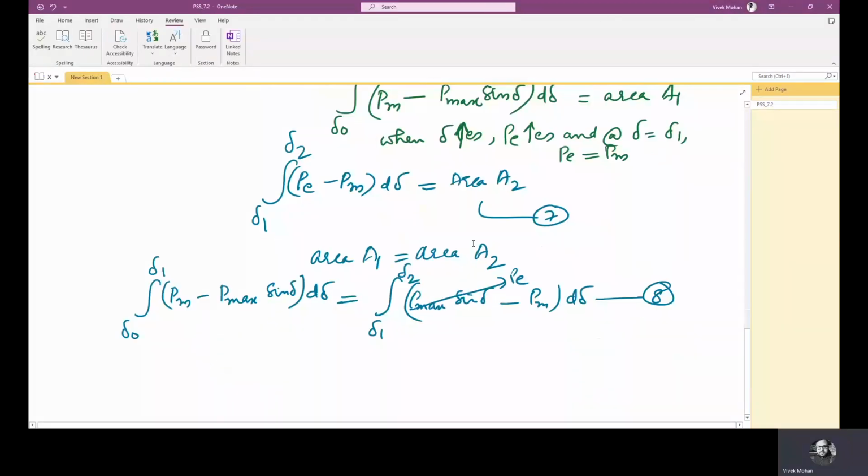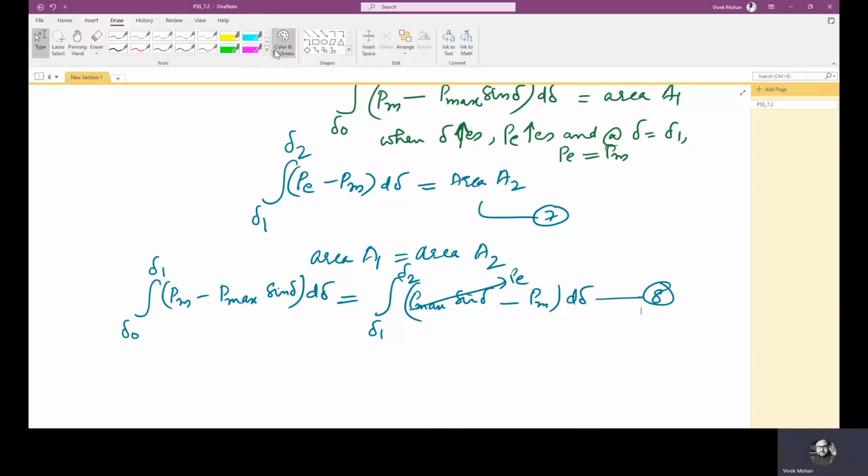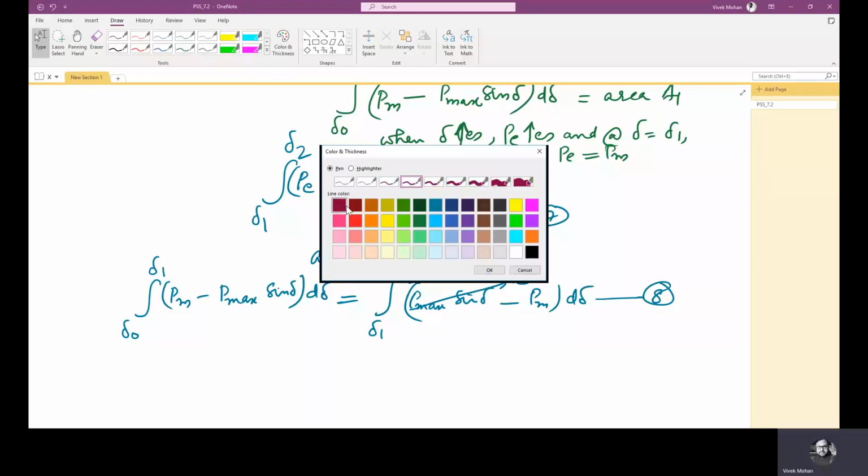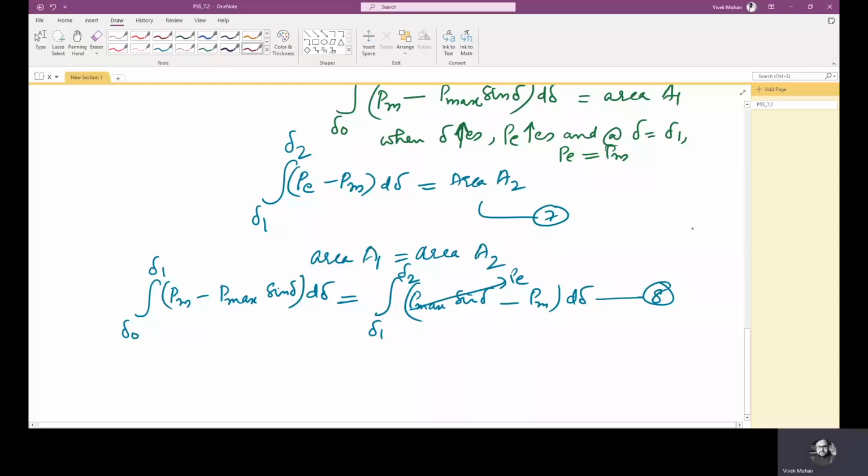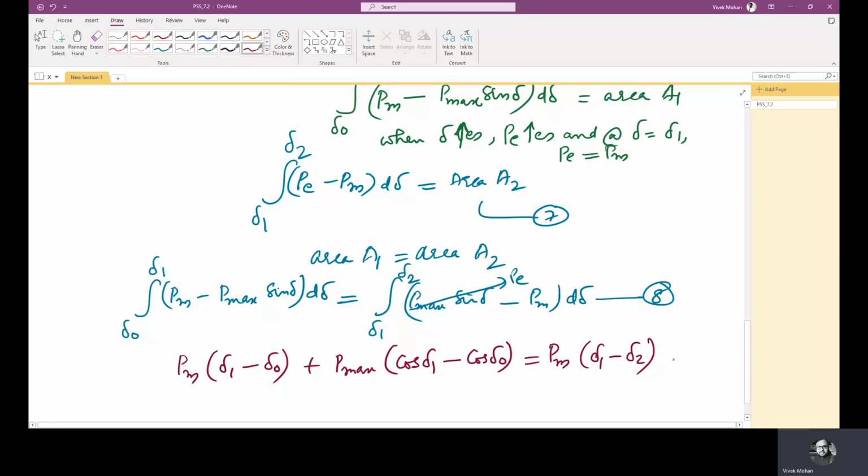Now this equals PM into (del 1 minus del 0), applying the limits here, plus P max into (cos del 1 minus cos del 0), equals PM into (del 1 minus del 2), applying the limits on the RHS, plus P max into (cos del 1 minus cos del 2). Let it be equation 9.